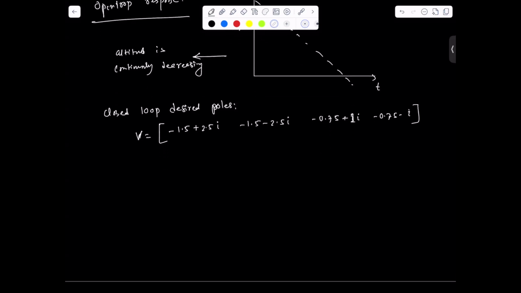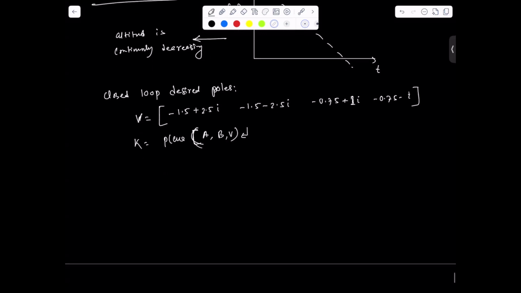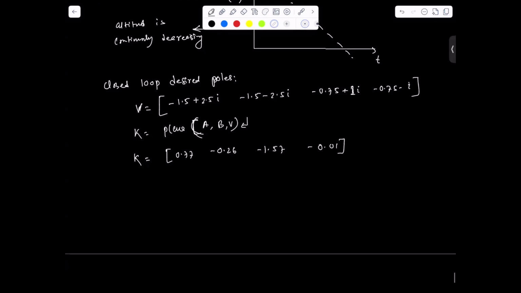So using the place command, we can find the control gains. If you use place with A, B, and the desired poles, and enter, K is found to be 0.77, minus 0.26, minus 1.57, and minus 0.01. These are the control gains of the system. So we have K, we have A, B, and also we can assume some initial condition so that we can find the solution.